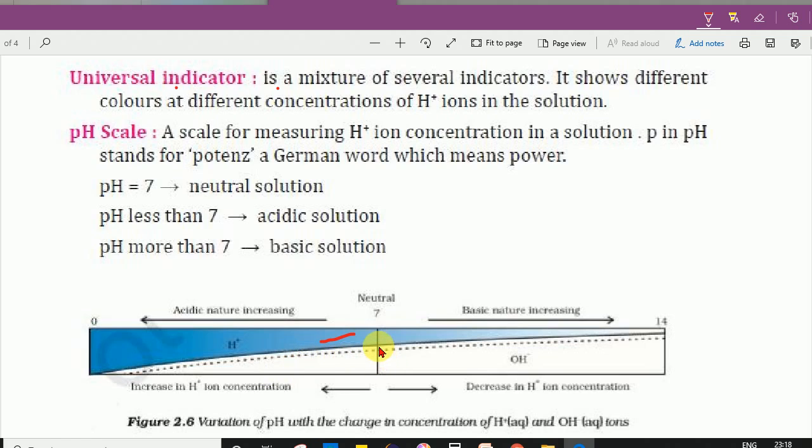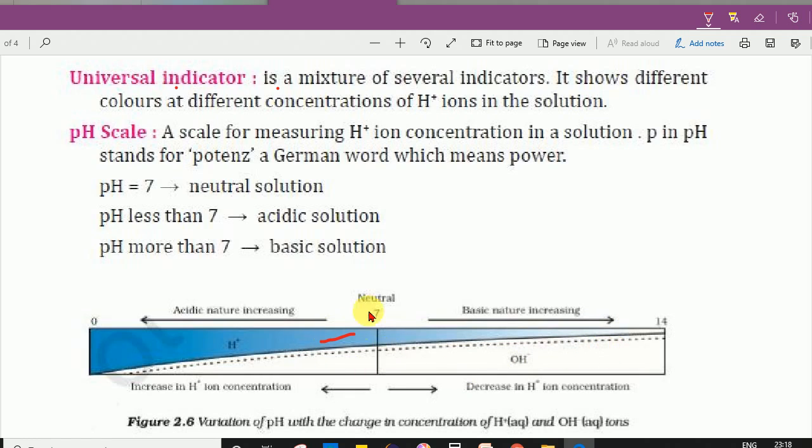In a neutral solution, you can see H ions are fewer and OH ions are more. And when we move towards the basic solution, you will see H ions decreasing in number and OH ions increasing in number comparatively. It is a comparative study. So H ions will be fewer when we move from 7 to 14, and OH ions will increase in amount.